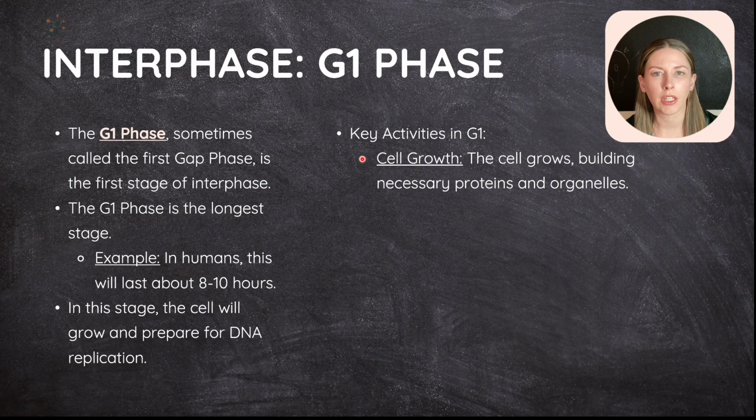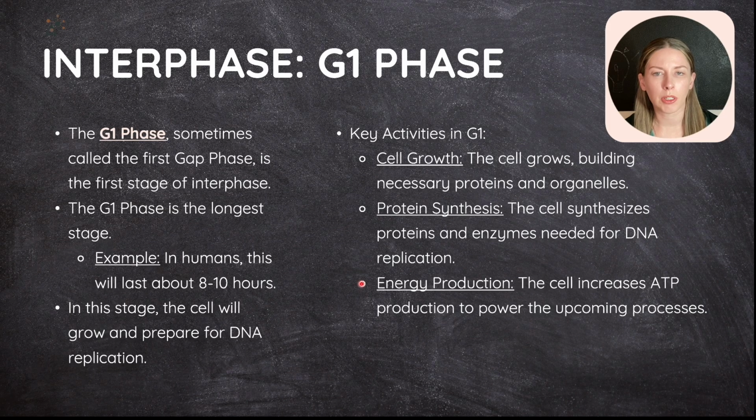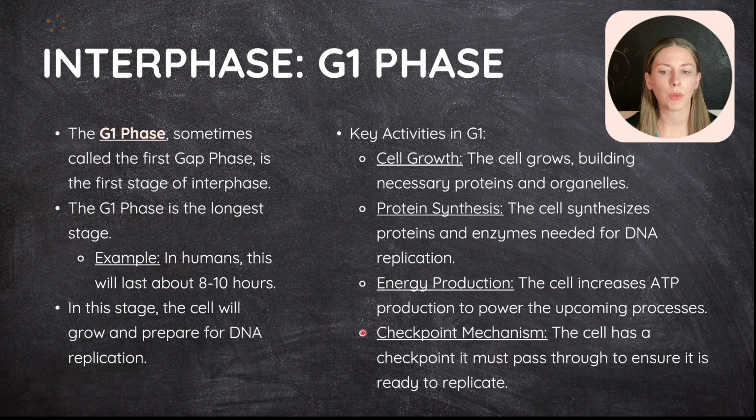The most important activity during G1 is cell growth. The cell will also synthesize many new proteins, especially enzymes that will be required for DNA replication. The cell also increases its ATP production or energy supply. This energy will be essential for the later stages of interphase. And before the cell can move on, it must pass through an important checkpoint. This checkpoint ensures the cell is healthy, large enough, and ready to begin DNA replication in S phase.